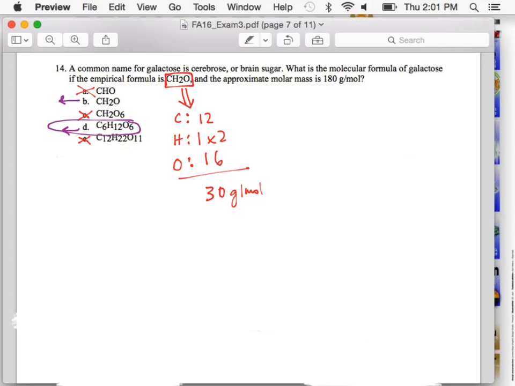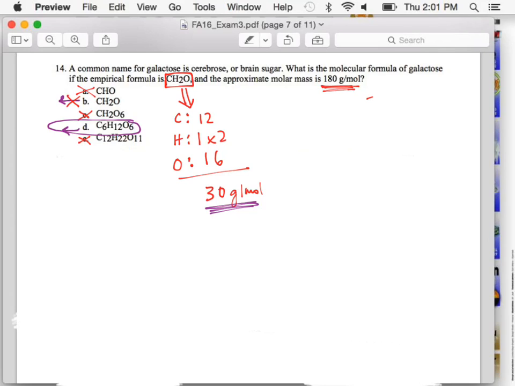Can B possibly be correct? The molar mass of the compound is 180 grams. The mass of the empirical formula is 30. They don't match. B cannot be correct. I don't even have to solve any more beyond that.